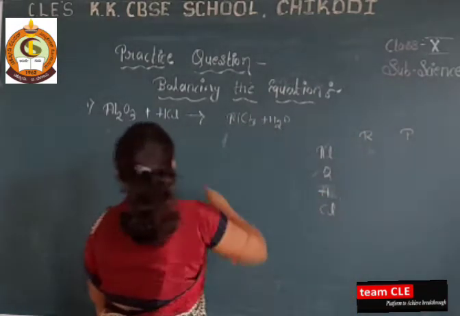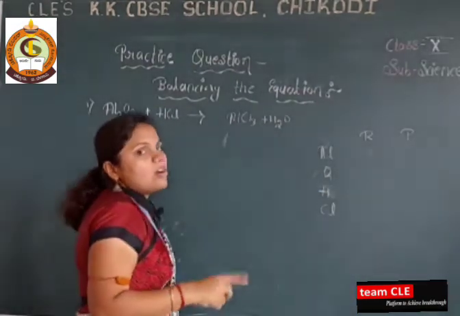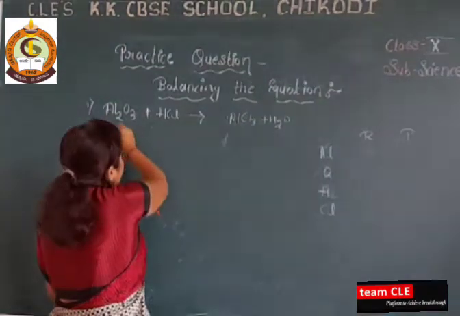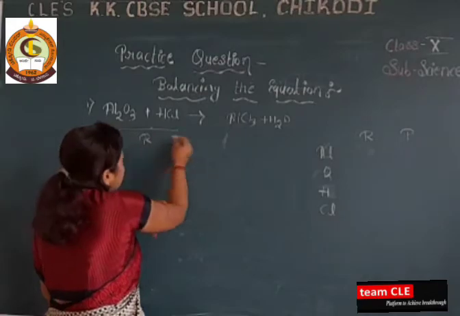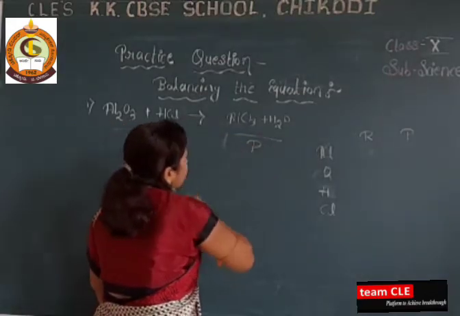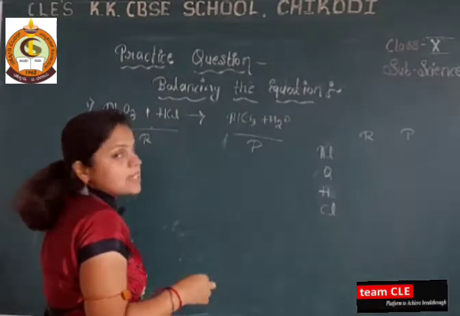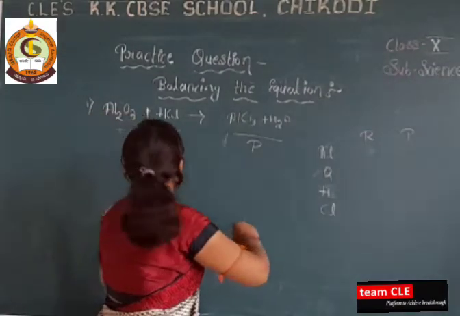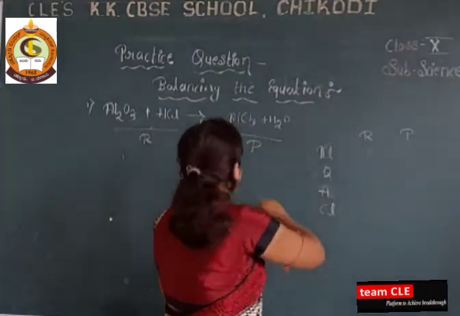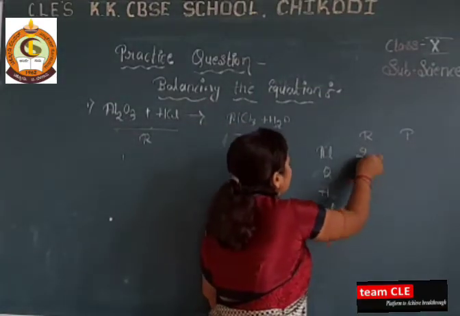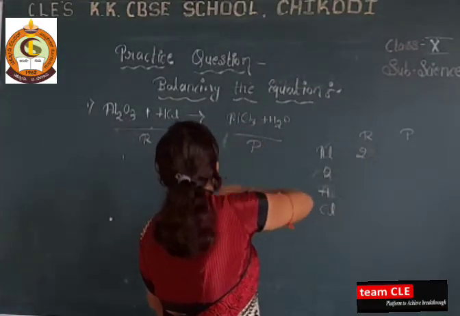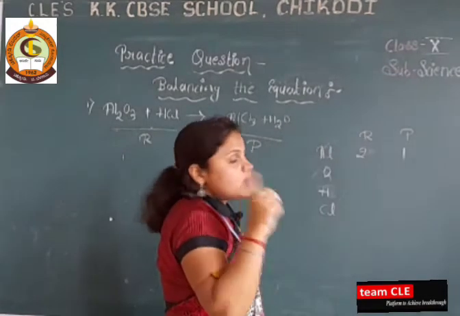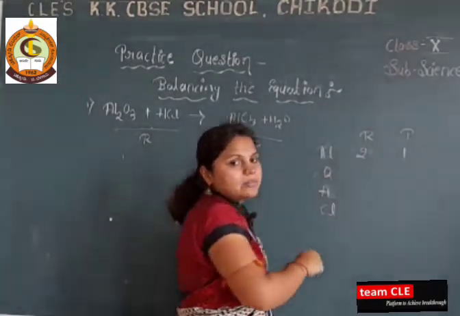Dear students, now count the number of atoms present in this equation. The left hand side is the reactant and the right hand side is the product. How many aluminium are there in the reactant? 2, and here aluminium is only 1. So the first thing we got is that it is unbalanced.